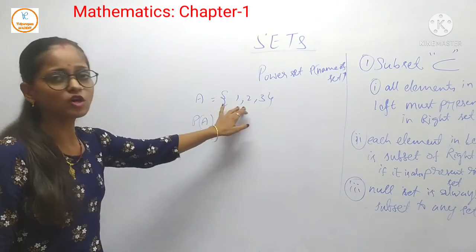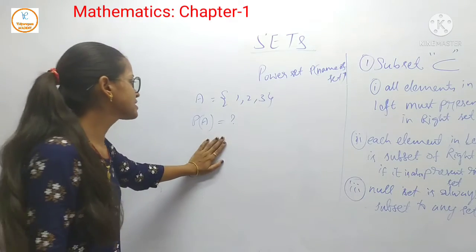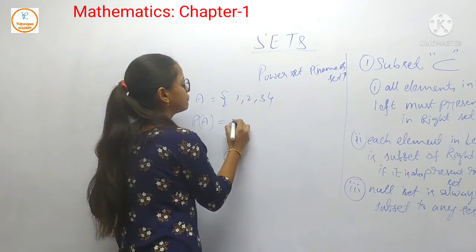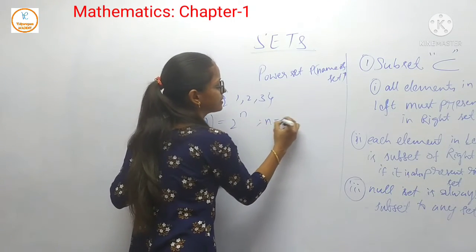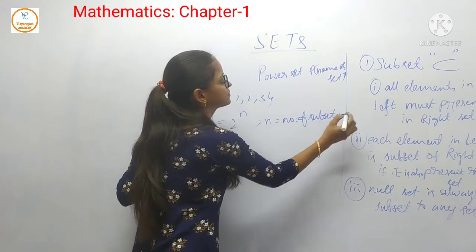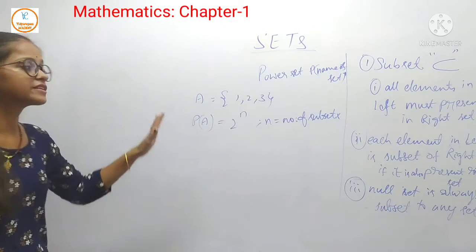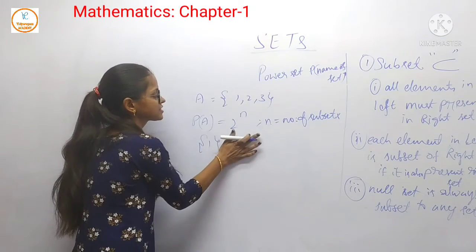So now for this set, what is the value of the power set? To find this, the formula is 2 power n. What is n? n is the number of elements it has. So what have we discussed about the subsets of this set?